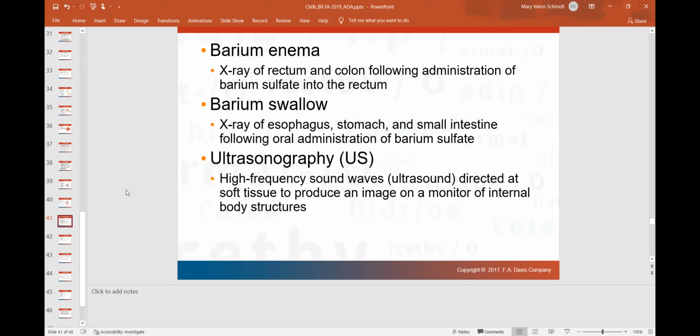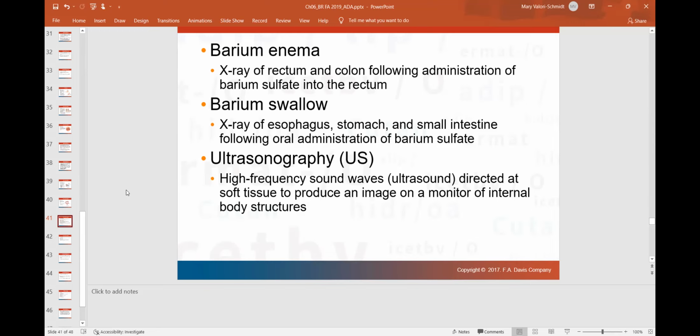So a barium enema, they would administer an enema of barium into the rectum and then x-ray the patient, and we would see that barium in the colon and find tumors or obstructions, right? Looking for cancer or other problems. Barium swallow is the same procedure, except instead of an enema, they actually have to drink the barium, and then we do an x-ray of the esophagus, the stomach, and the small intestine. And again, looking for tumors, any abnormalities, obstructions, etc.